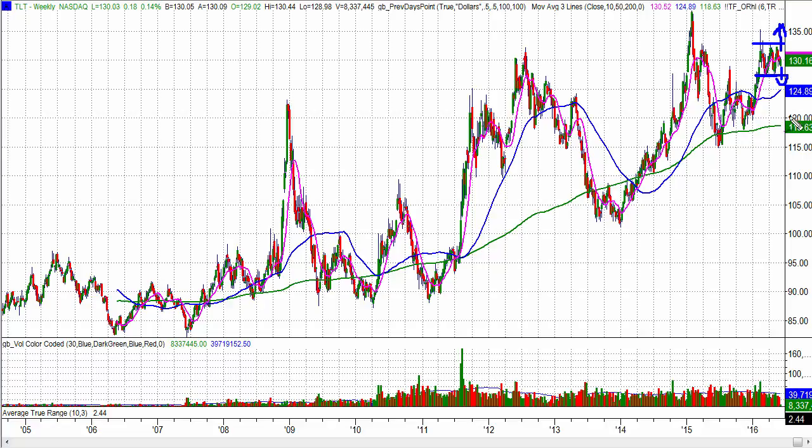If we do break to the downside, this 200-week moving average would be a good, I wouldn't say initial target, but longer-term target, and that is a very significant drop for the bonds.